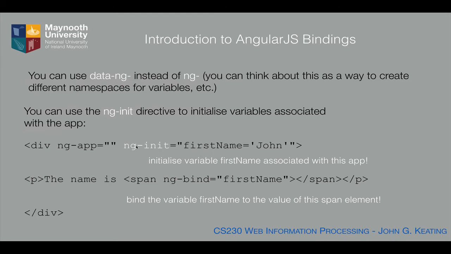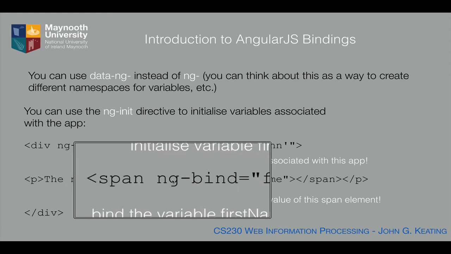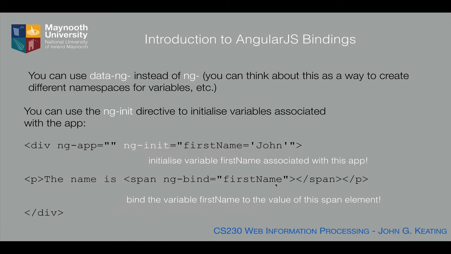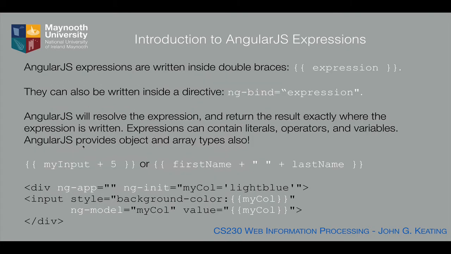So we can create this variable here. Here's an app like we did last time. ng-init creates a first name, assigns the value of John, and then we're binding the variable first name to this particular span element here, and we replace the contents with that. So it's not too bad. So two-way binding happens just by using attributes on tags, once you've loaded in the Angular first, of course.